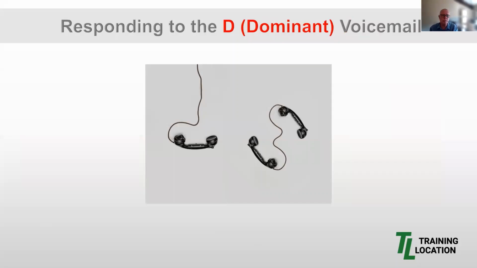So let's talk about a voicemail. A D will leave a brief phone message or even just say, "Call me." They'll likely skip through long voicemail messages or simply pick up the phone again just to get the short version and call you directly. Your response? Be brief and succinct in your voicemail message to a D. Get to the point, just like we learned earlier about a D.